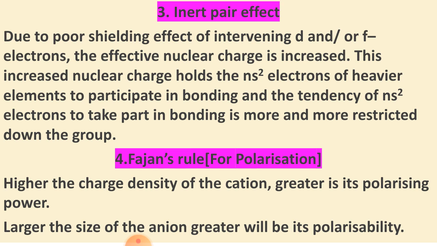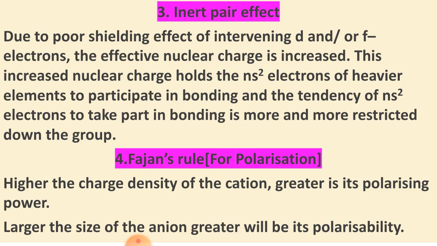Similarly, if PCl5 and PCl3 are given to you, and one question arises: out of both, which is more covalent? So now in PCl5 the charge on phosphorus is +5, but in PCl3 the charge on phosphorus is +3. So the more the positive charge, the smaller will be the size of the cation and the more will be the covalent character. So that's why PCl5 is more covalent than PCl3.